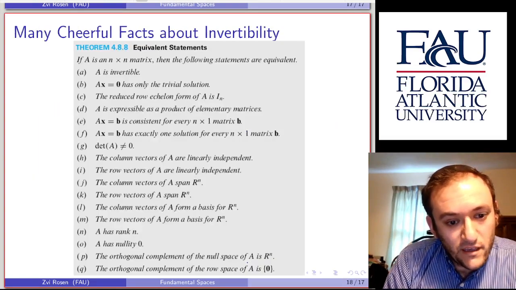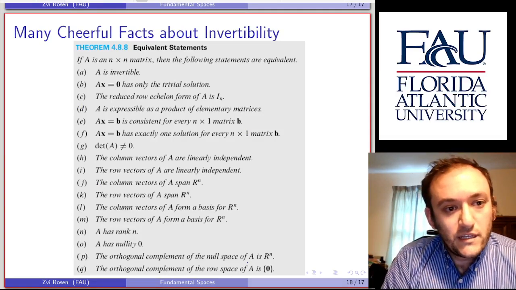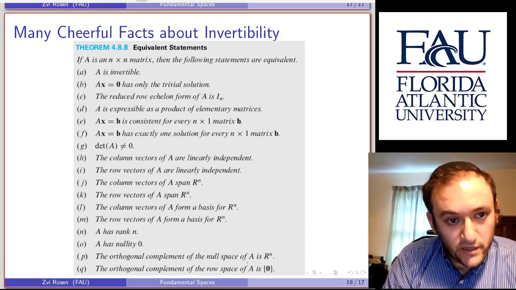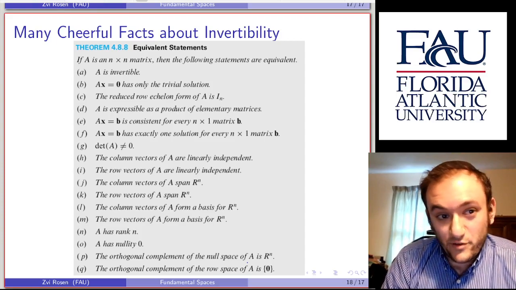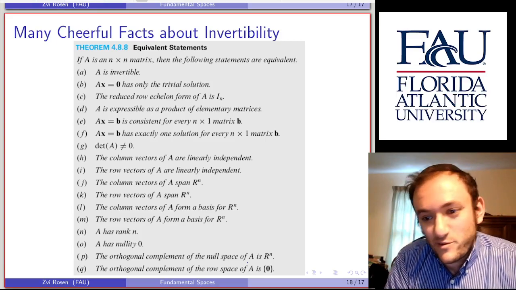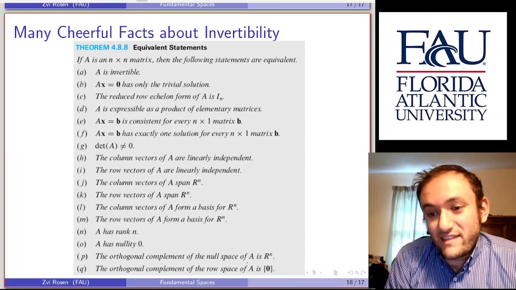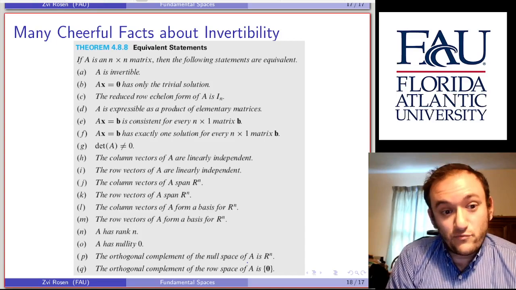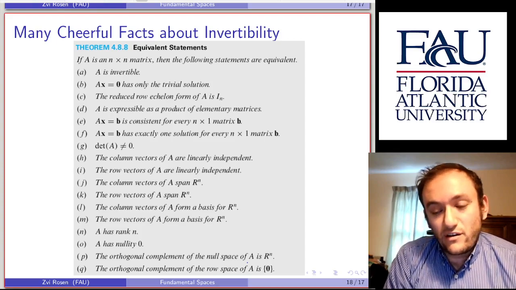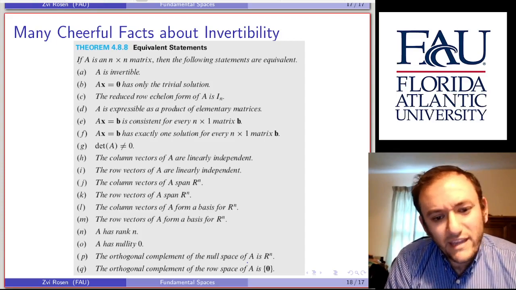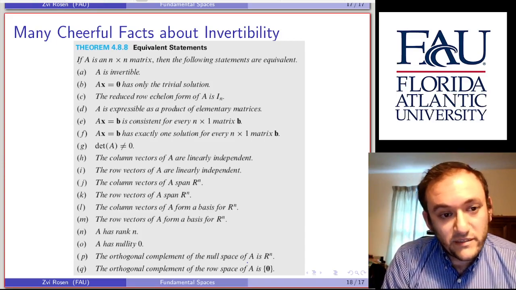And this last slide, I really just think it's important to review Theorem 4.88 in the book. This goes through a lot of statements that are essentially equivalent to a matrix being invertible. And many cheerful facts is a reference to Pirates of Penzance, for those of you who don't know. So a matrix being invertible is the same thing as saying that it has full rank, meaning its rank is equal to n, or its nullity is 0, meaning there are no nonzero vectors that map to 0. And there's all of these different things in terms of our fundamental matrix spaces that are equivalent to invertibility.